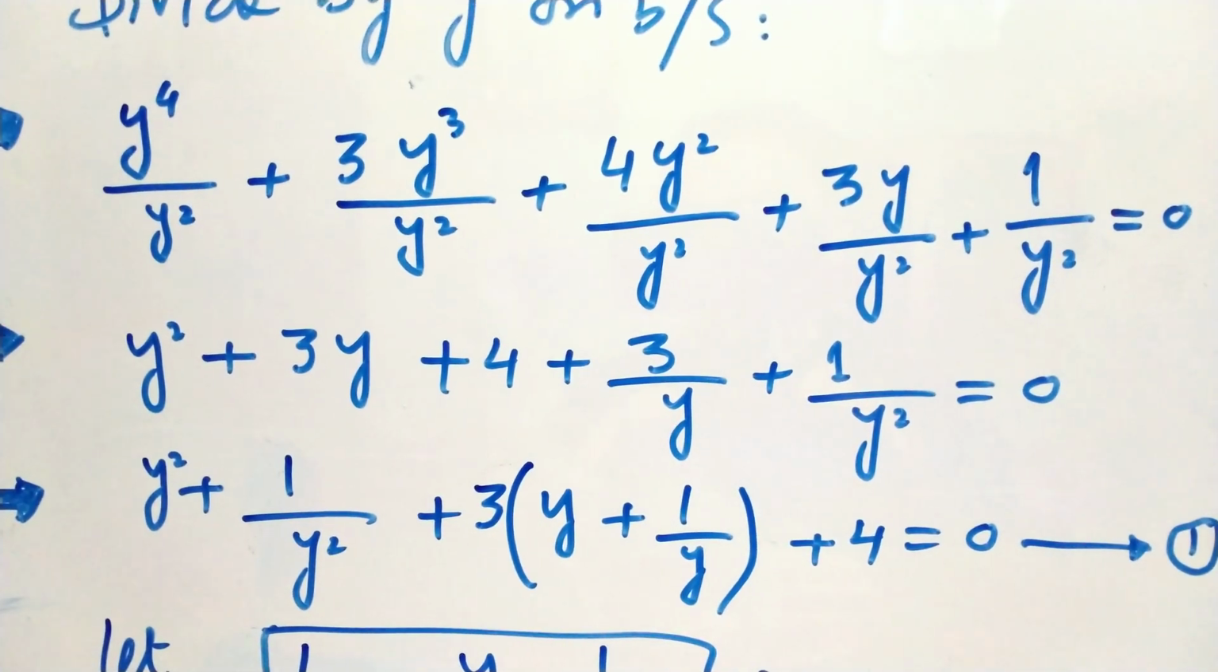Over here, the reduced form is y square plus 3y plus 4 plus 3 over y plus 1 over y square equal to 0. We will separate y square plus 1 over y square together, and 3y plus 3 over y together by taking 3 common outside the bracket, and inside the bracket we have y plus 1 over y. So y square plus 1 over y square plus 3 times (y plus 1 over y) plus 4 equal to 0. This is equation number 1. So what will happen, we will suppose y plus 1 over y as t.